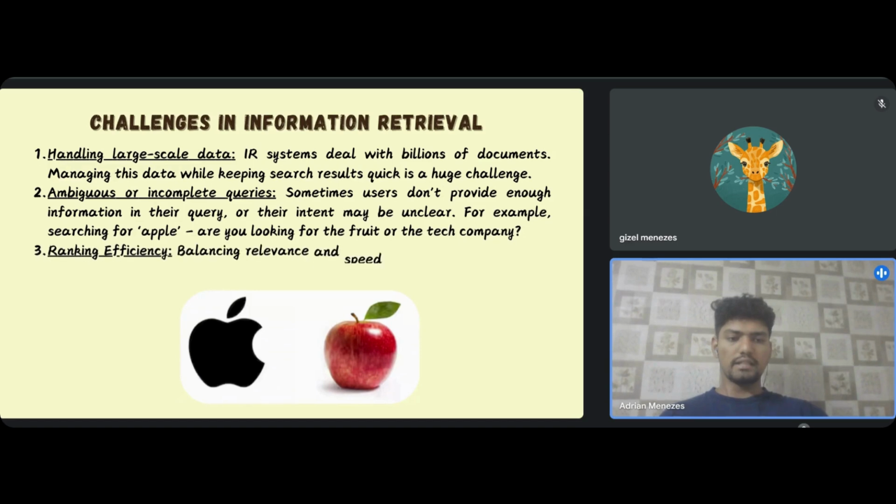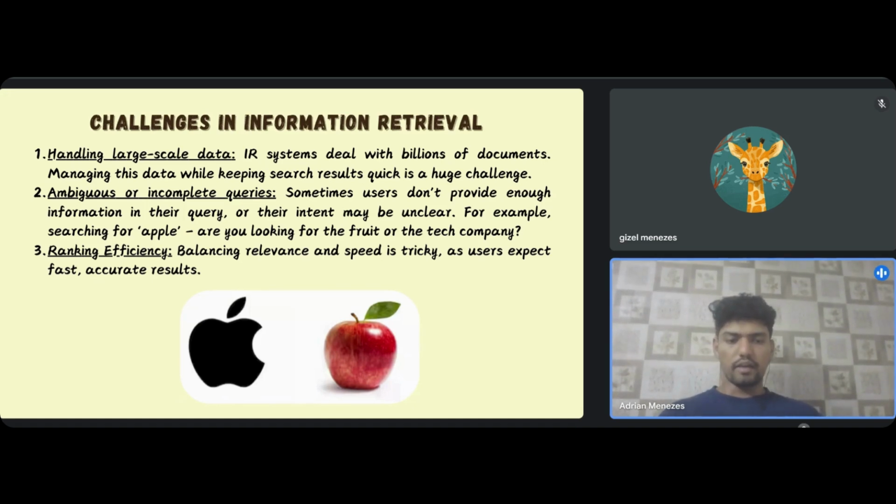Next, we'll look at some challenges in information retrieval. Despite having so many advantages, IR systems face several challenges. Some of them are handling large scale data: managing billions of documents while maintaining speed and relevance is a complex task. Ambiguous queries. Users often provide vague or unclear queries. For instance, searching Apple could either refer to the fruit or the tech company. This causes a huge challenge in information retrieval.